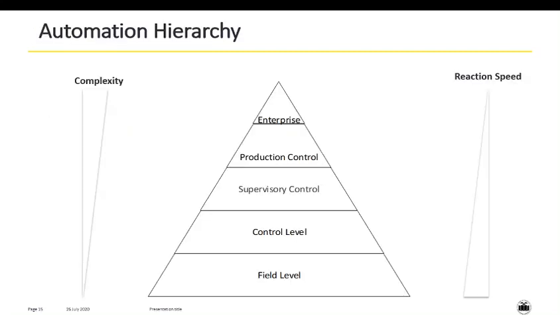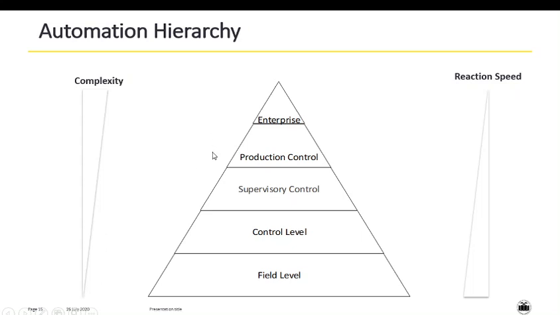So, overall automation is divided into a total of 5 levels. The first basic level is the field level, then the second level is the control level, third is the supervisory control level, fourth one is the production control level, and fifth one is the enterprise control level.